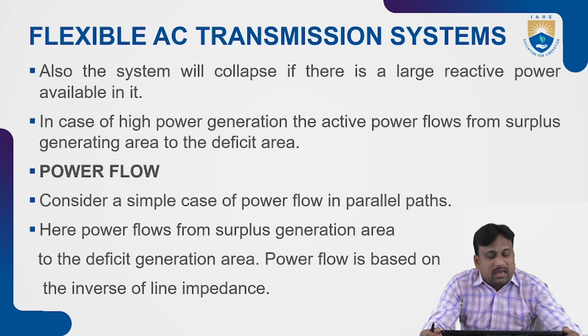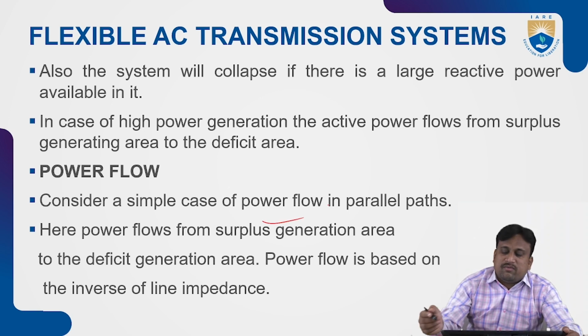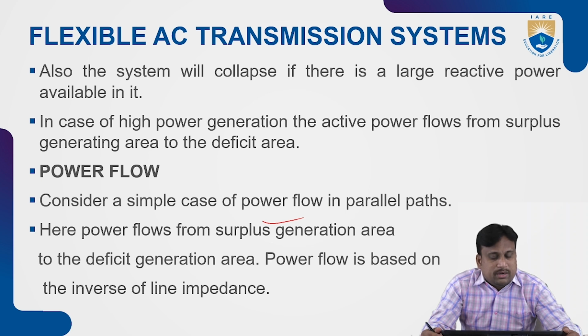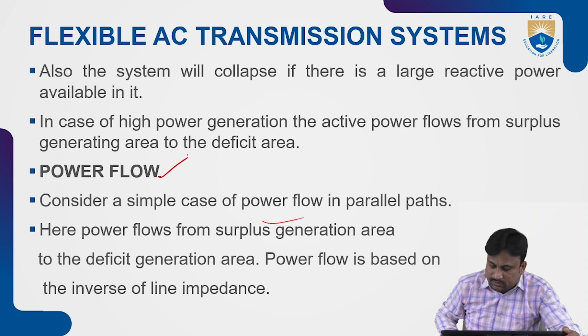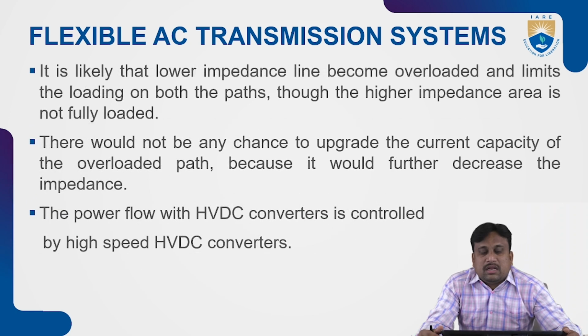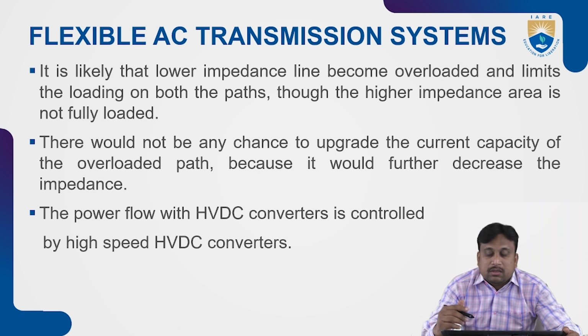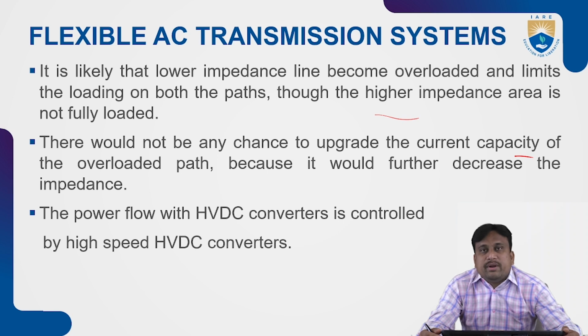How does power flow usually happen? Consider a simple case of power flow in parallel paths, from a large generation area to a deficit generation area. Power flow is based on the inverse of the line impedance. So it is likely that the path with lower impedance becomes overloaded and limits the loading on both paths, while the higher impedance path is not fully loaded. There should not be any attempt to upgrade the current capacity of the overloaded path, because it would further decrease the impedance.